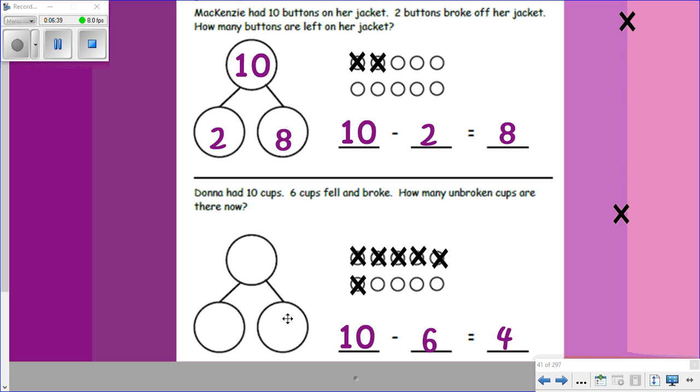And now we have our number bond again. Still facing that same way as this one, so I hope you're remembering the whole number goes there. 10 minus 6 equals 4. Here we go. So let's read our equations. 10 minus 2 equals 8, and 10 minus 6 equals 4. All right, great work. Let's move on to the next one.